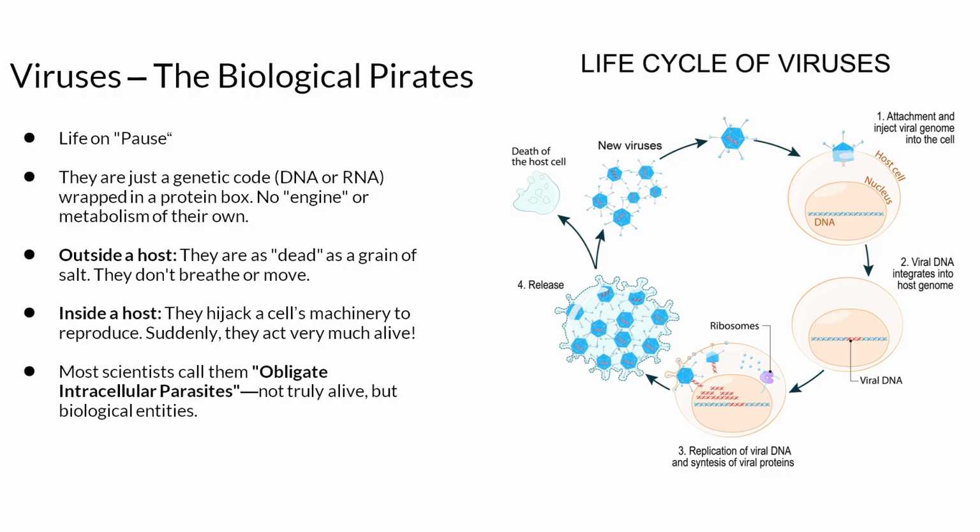The third is biosynthesis. This is the most important part. The virus takes over the cell factory. It tells the cell, stop making your own proteins and start making my parts. The cell unknowingly starts mass producing viral DNA and viral codes.